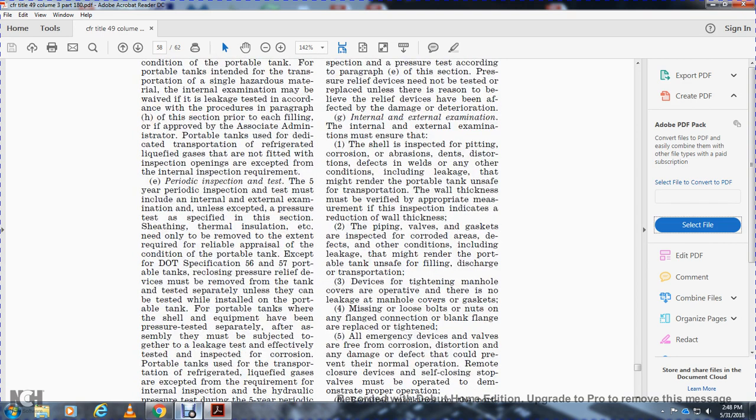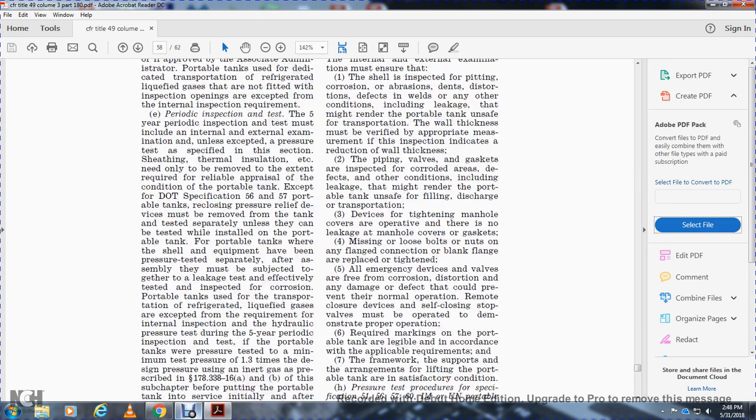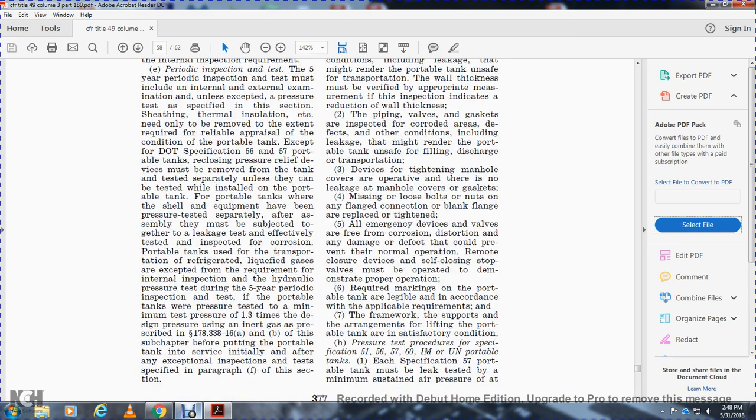3. Devices for tightening the manhole cover must be operative, and there must be no leakage of the manhole cover over the gasket. 4. Missing or loose bolts or nuts on any flange connection must be replaced or tightened, and blank flanges replaced. 5. All emergency devices must be free from corrosion, distortion, and any defects that could prevent normal operation. Remote closure devices and self-closing stop valves must be operated to demonstrate proper operation. Required markings on the portable tank must be legible in accordance with the applicable requirements. The framework support and the arrangement for lifting the portable tank must be in satisfactory condition.